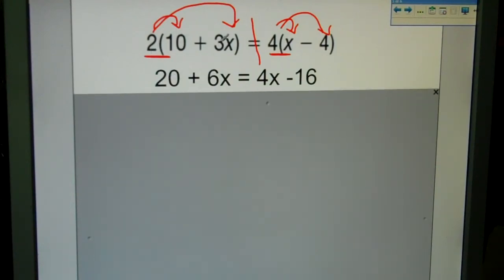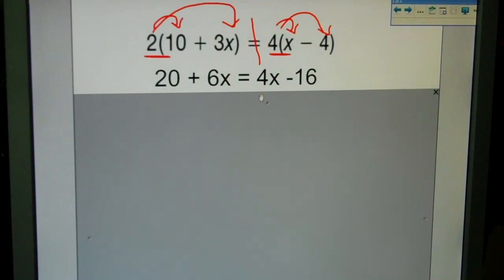2 times 10 is 20. 2 times 3x is 6x. 4 times x is 4x. 4 times negative 4 is negative 16. Now you got to be careful. Now I have variables here, numbers here. We need to start moving some stuff around on this balance beam. Okay, what do you want to get rid of? We could do minus 6x and minus 6x.